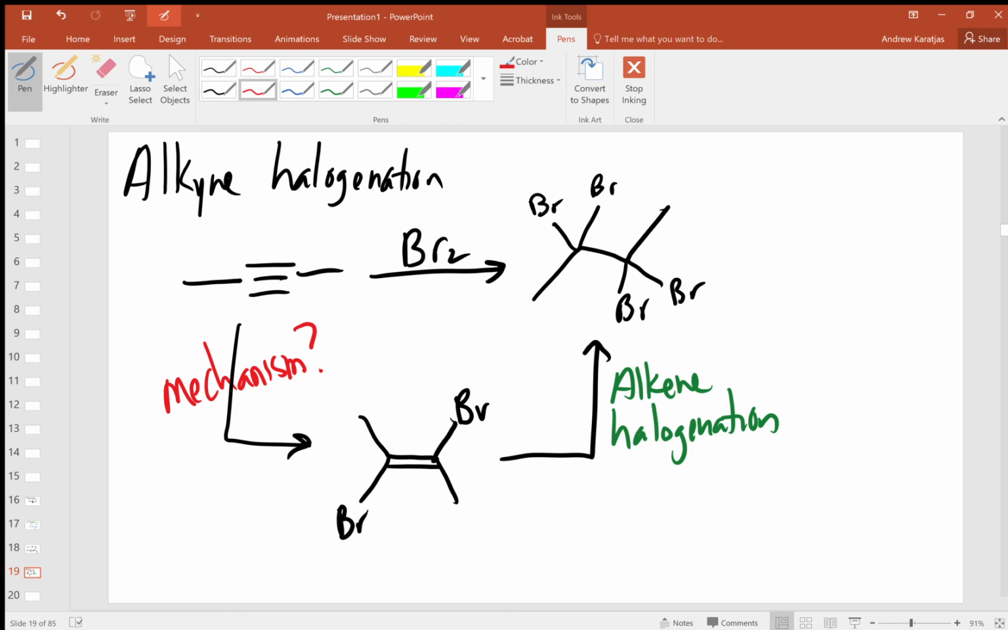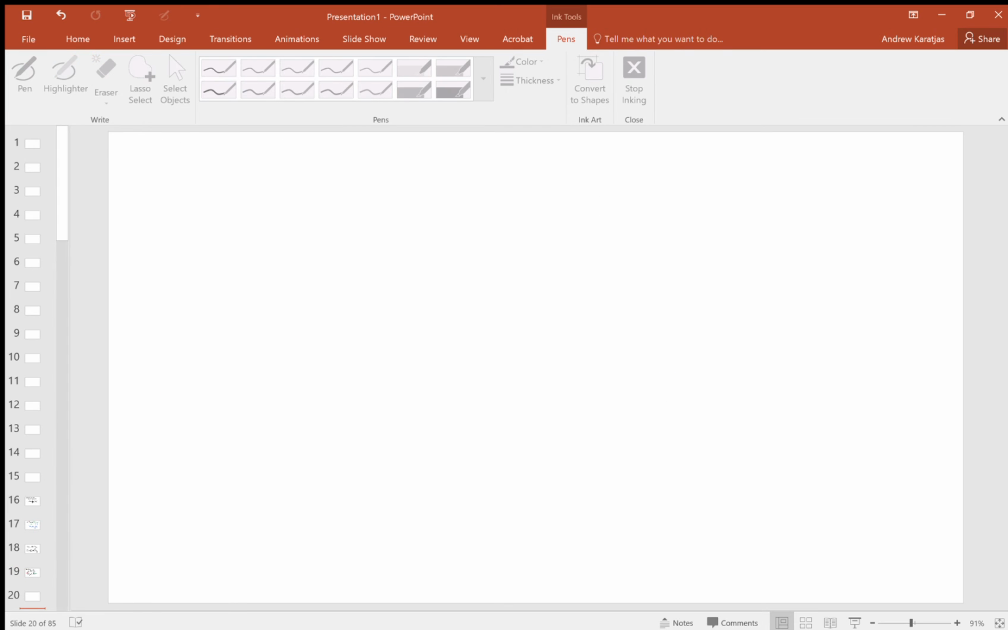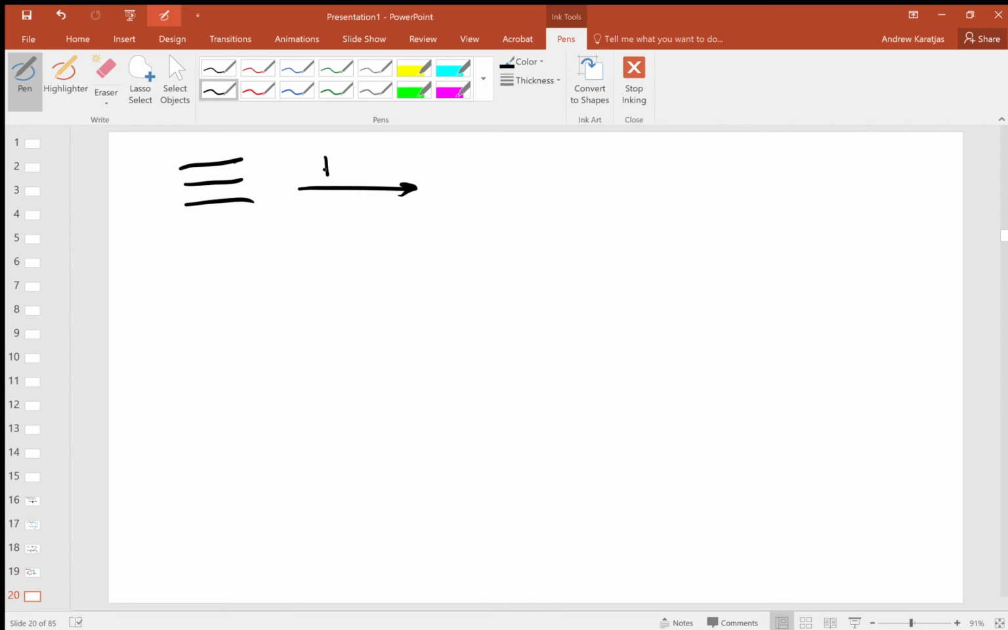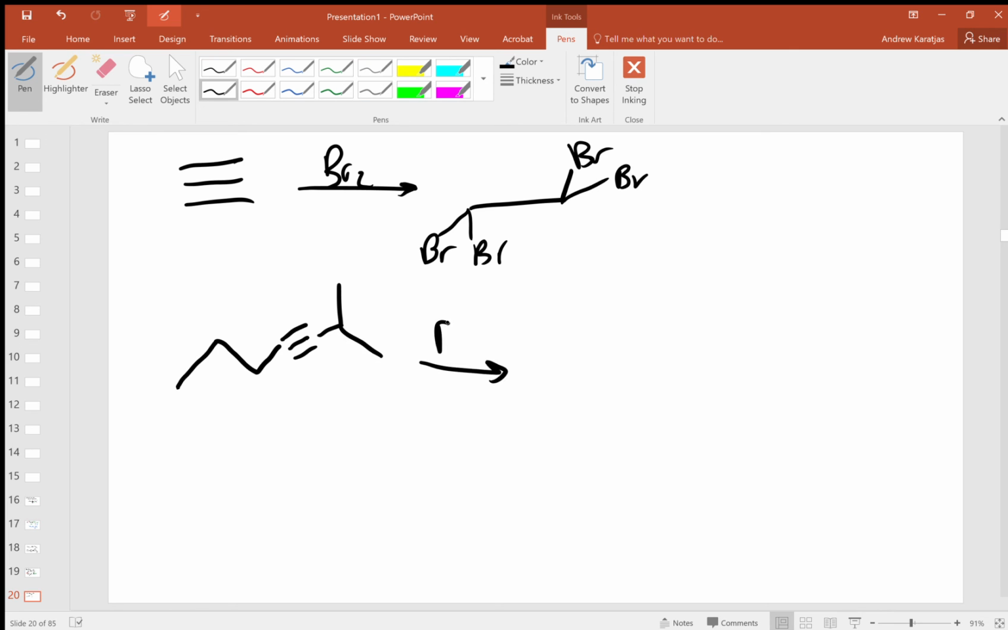Most of the applications of this reaction are synthetic. And so we'll just finish up here by looking at a couple of other examples. But regardless of how simple the alkyne is, or how complicated it is, the net result is the same. We get two halogens added to each carbon of what was the alkyne.